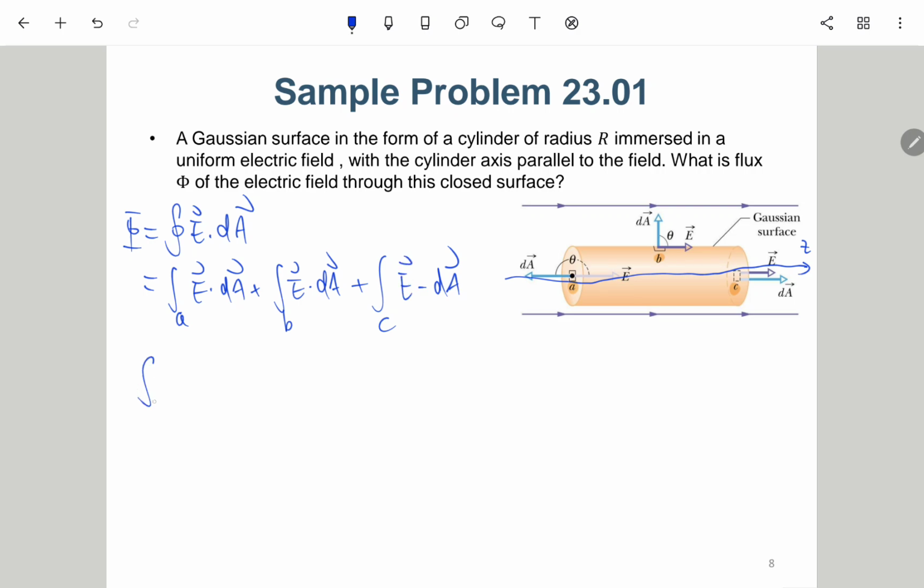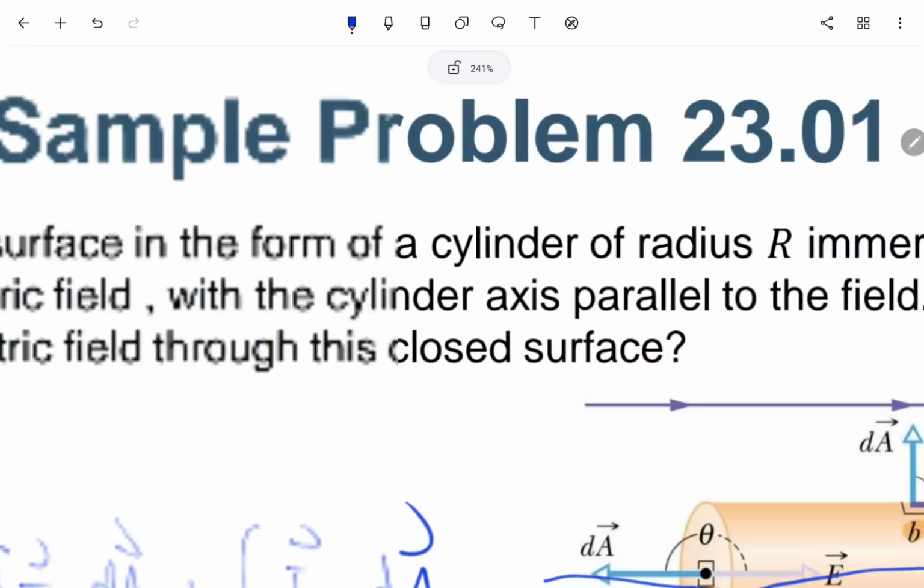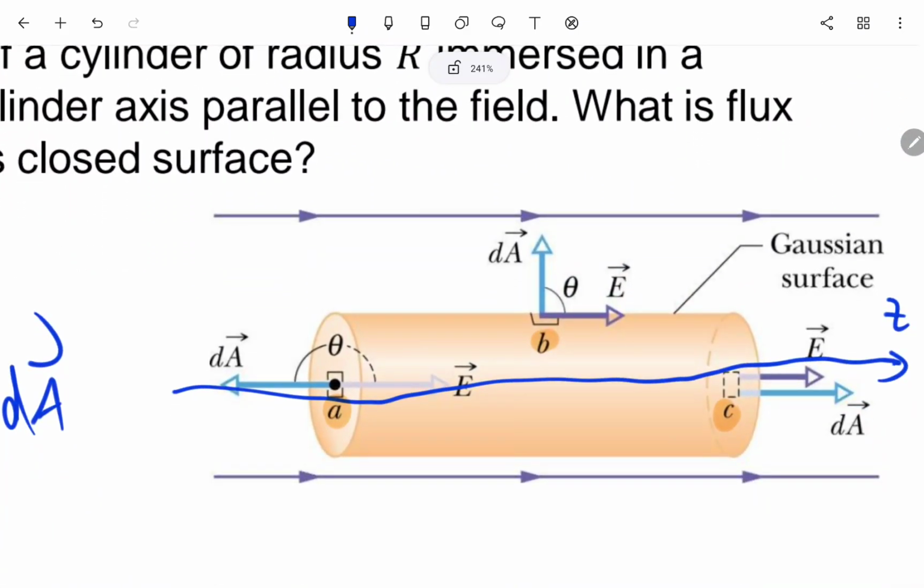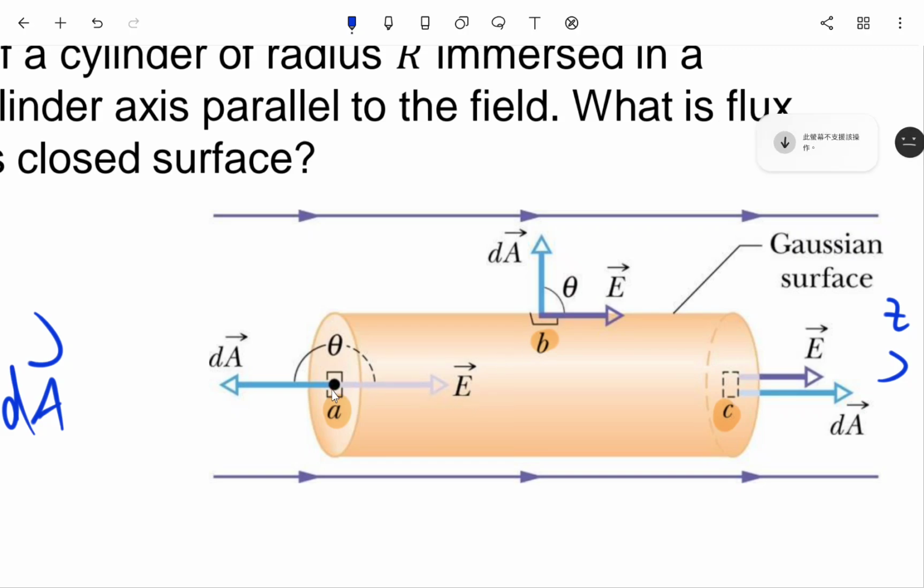Okay, so for the integration of E dot dA, in this case dA is perpendicular to the circle and pointing outside of this cylinder. So dA is pointing to the left side, and as we mentioned, this uniform E field is pointing to the right side. So in this way, theta is 180 degrees.